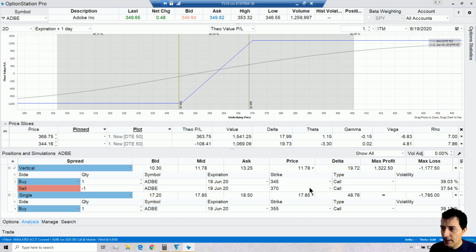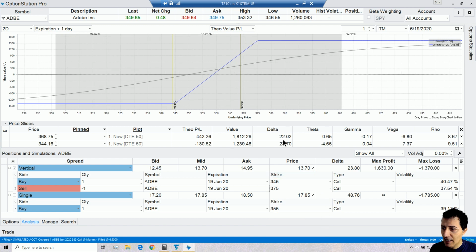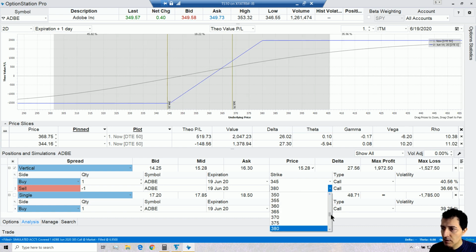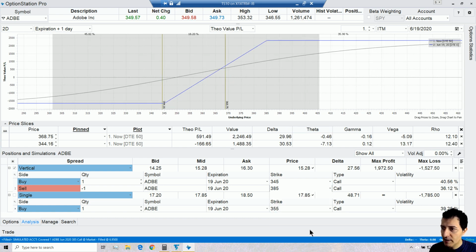Well, one way to fix it is to move the 370 to be above 375. Now delta is 23. What if I move to 380? Now delta is 27. What if I move up to 385? Now my delta is 30. So I'm happy with that. I also have a positive gamma, and I'm happy with that. Now when I get to my target, my gamma becomes slightly negative.